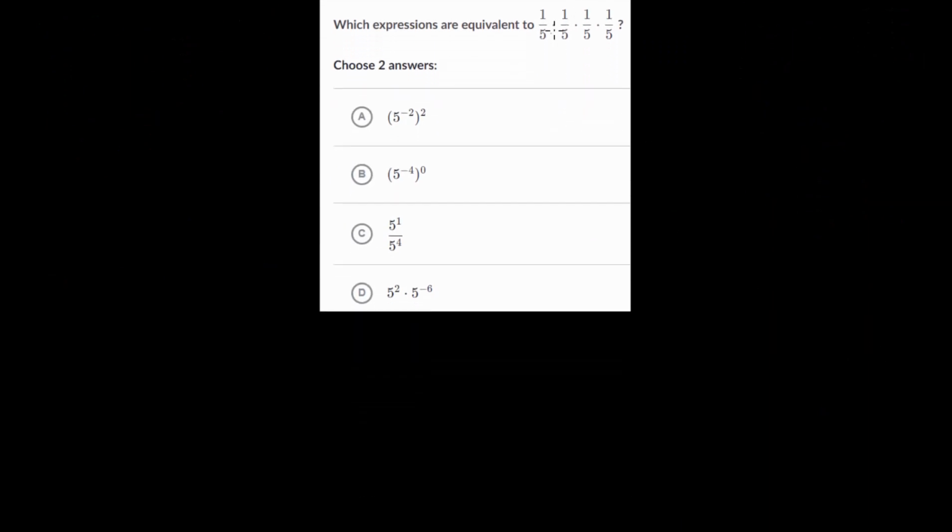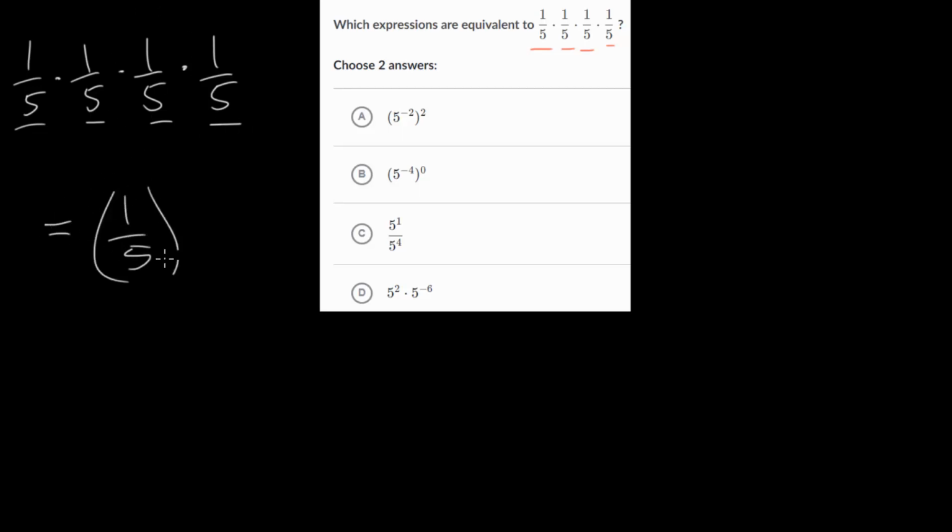And for this one, we have 1/5, and it looks like we're multiplying it 4 different times. So let me just rewrite that, and I'll use a brighter color. So we have 1/5 multiplied 4 times. So remember the definition of exponents, that they're really just repeated multiplication or division if it's a negative exponent. We are repeatedly multiplying 1/5, and we're doing it 4 times. So we can just write that as 1/5 to the 4th power.